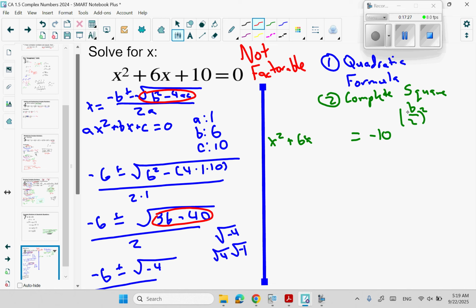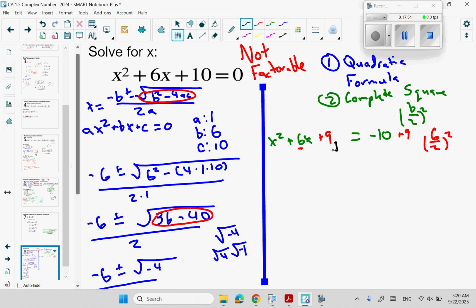And now I look, what is my b term? My b term is still 6. So I'm going to get 6 divided by 2 and square it. 6 divided by 2 would be 3. 3 squared is 9. So I'm going to add 9 to the left-hand side. Well, anytime you add something to one side, you have to add it to the other to remain equal. So I'm going to add 9 over here as well.